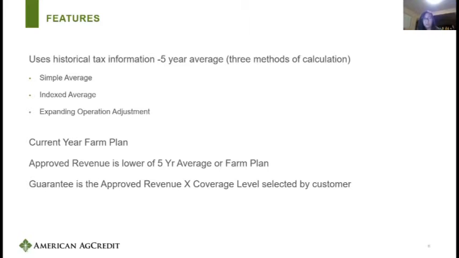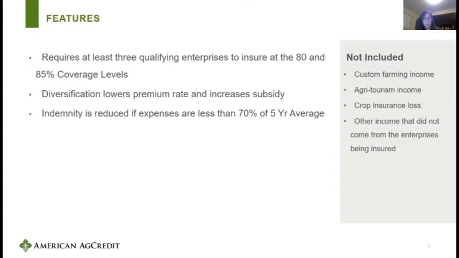Your coverage is your revenue multiplied by the coverage level that you select. The coverage ranges from 50 up to 85%. We'll get into that a little bit more. You have to have at least 3 different commodities in order to guarantee coverage above 75%. So for that 80 and 85%, you have to have 3. And each one has to be a percentage above a certain percent of your total income, depending on how many commodities you do have. So diversification will actually lower your premium and increase the subsidies that you qualify for with whole farm.